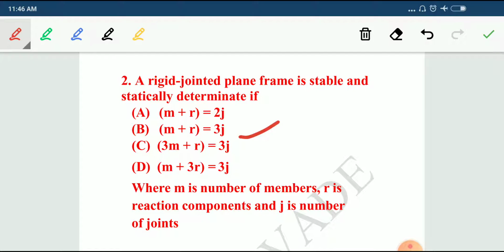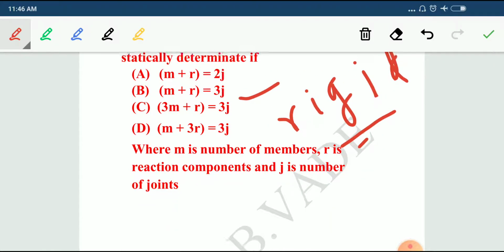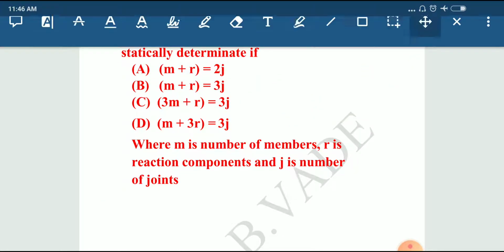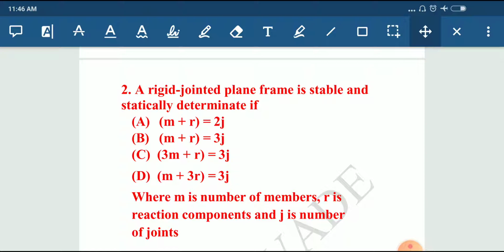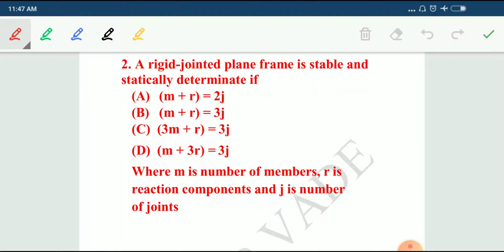What do you mean by rigid joint? Already you know, a pin joint allows the rotation and does not transfer the movement. The reverse of this: a rigid joint will not allow the rotation and it will transfer the movement. So it is called a rigid joint. For this one, C is the correct answer.